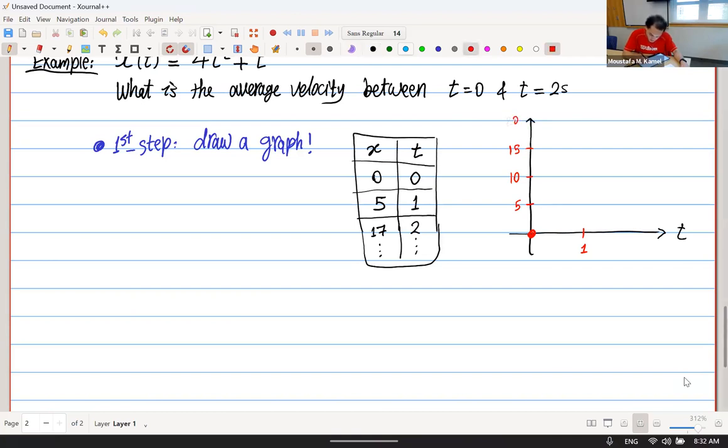And this is 20, so around here will be 17. So at 1, I get 5 for X. And at 2, we get 17. So this is the graph you get when you connect the dots.